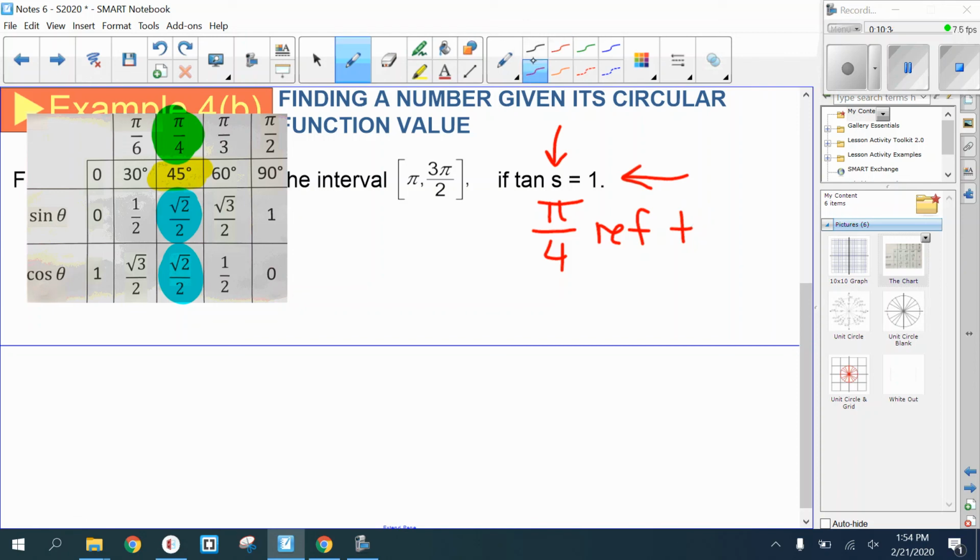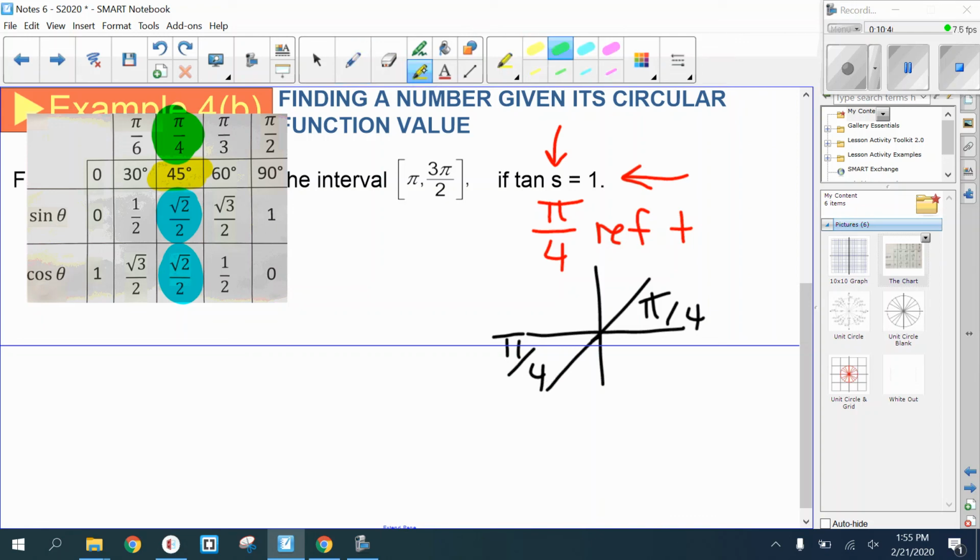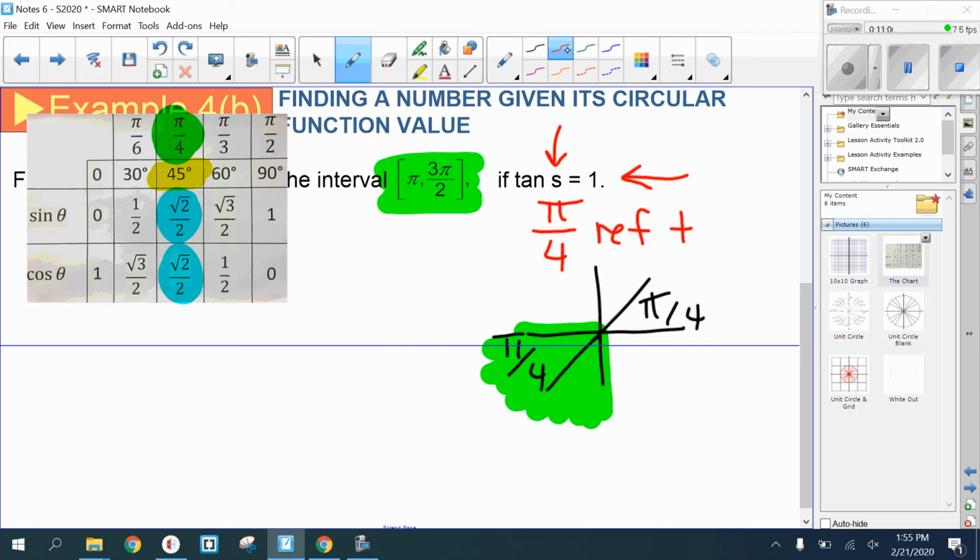And so normally what we do here is we look at where tangent is positive. Tangent is positive in the first and the third. So you'd have a pi over 4 and a pi over 4. Okay? But they only want us to look at this interval from pi to 3 pi over 2. They only want us to look at the third quadrant. That's what they're saying. And so you have to figure out what that angle is from here to here.